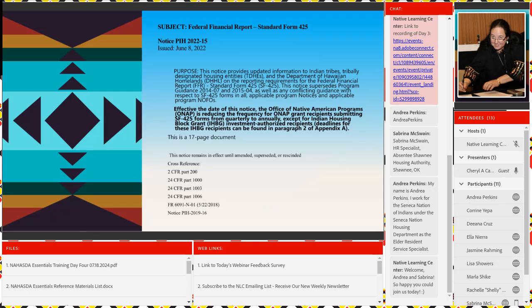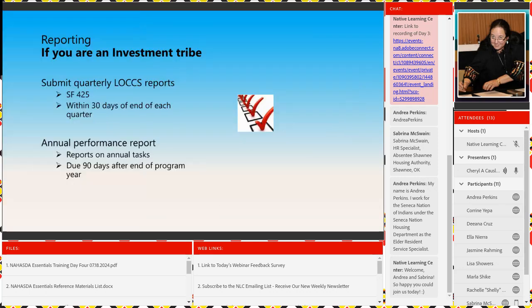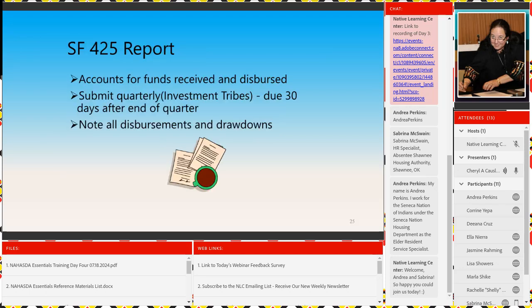So June 8th of 2022, that's when it became effective that we only need to submit annually from quarterly. It's a 17-page document, but that's basically when they started putting GEMS into effect, when they made that decision. So if you are an investment tribe, you still submit quarterly within 30 days of the end of each quarter, and then that annual performance report reports on the annual tasks. It's due 90 days after the end of the program year.